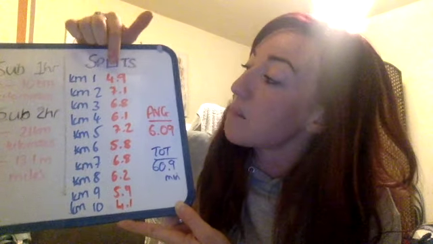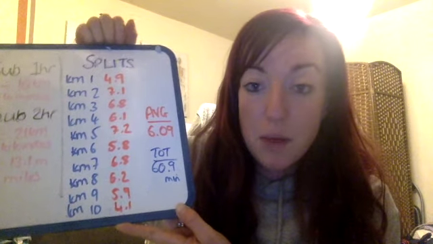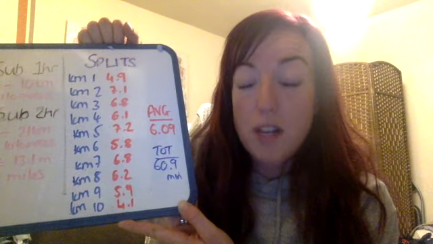So in this example, my first kilometre is a 4.9 minute kilometre. My second one is a 7.1 minute kilometre. It doesn't take a genius to realise I've started quite fast there and then I've slowed down quite a lot for my second kilometre. Now that might be because I looked at my watch and I went, whoa, that was too fast, and I've slowed myself down.